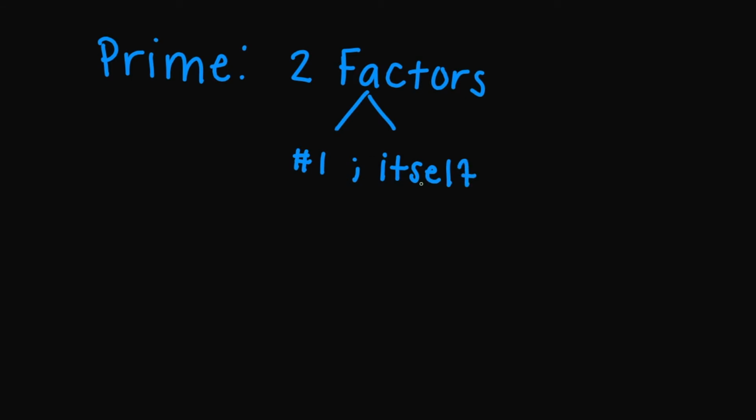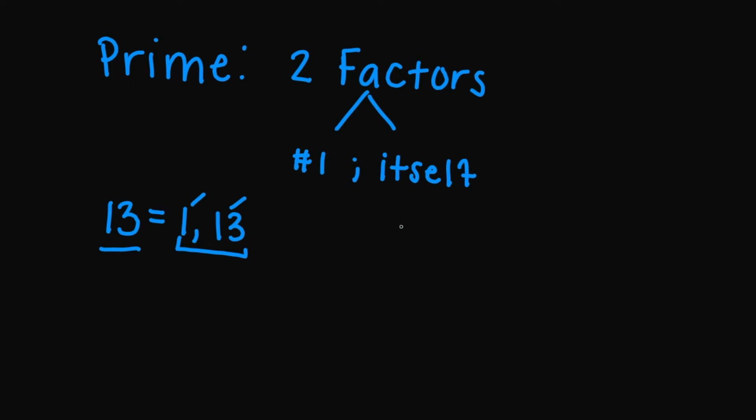Okay, so for an example, let's say we had the number 13. What two numbers, when I multiply them together, will give me the number 13? The only two numbers that will give me 13 are 1 times 13. So the number 13 is a prime number. It has two factors, the number 1 and itself.